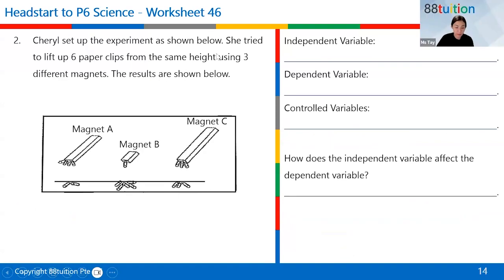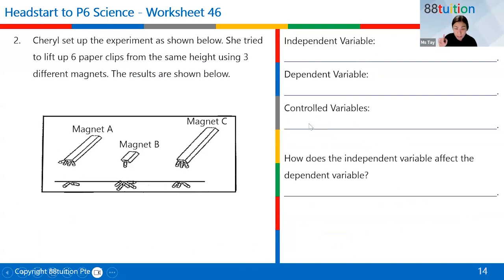Cheryl set up the experiment as shown below. She tried to lift up 6 paper clips at the same height using 3 different magnets. So the results are shown below. So what's the independent variable here? Okay, I'll quickly just show it so I can go on faster.